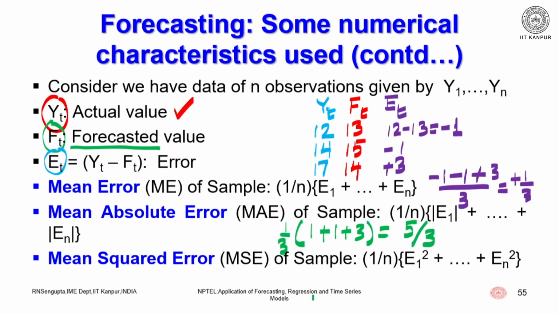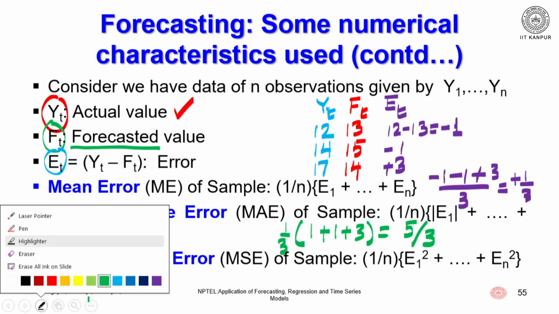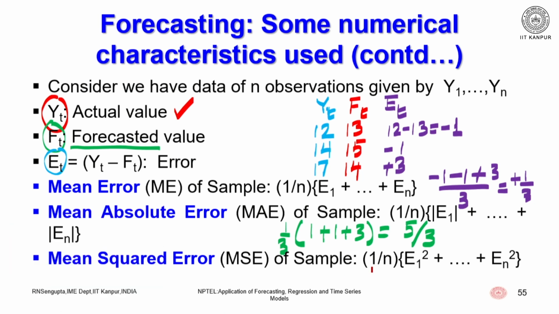If I consider the mean squared error, so again I will use a different color, consider I am using dark red, the number of readings is 1 by 3 and the error squares are 1 square is 1, then again 1 square is 1, 3 square is 9. So, the value becomes 11 by 3. So, this is the mean squared error.